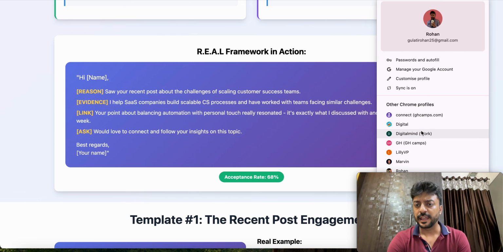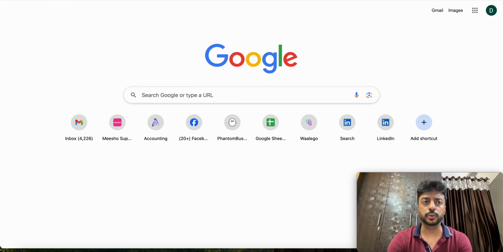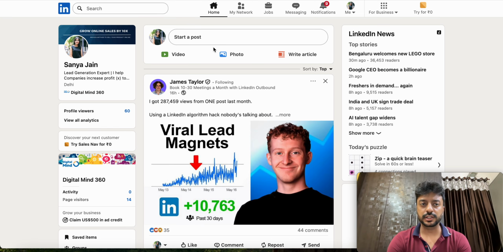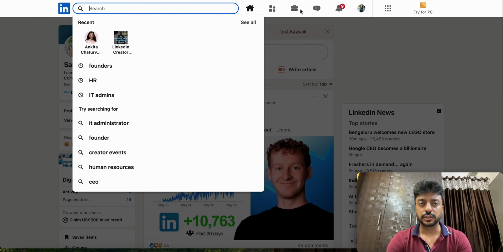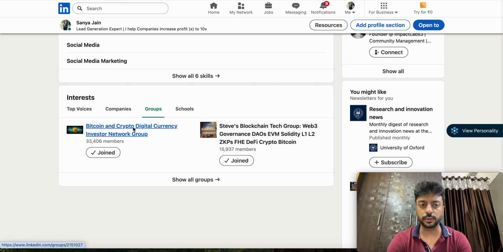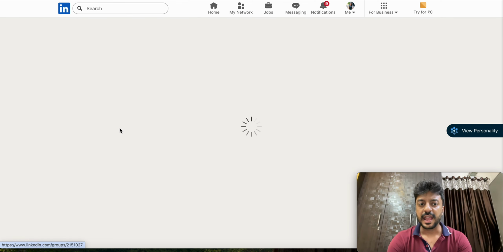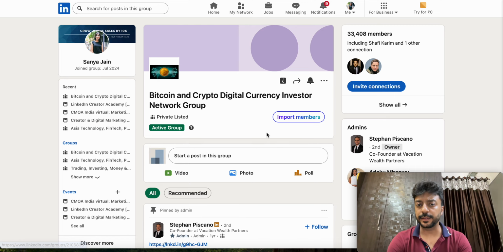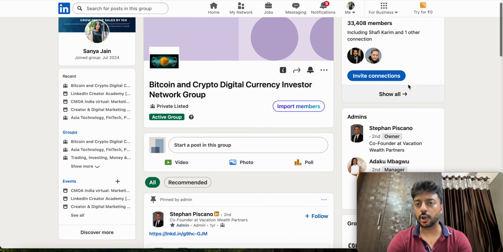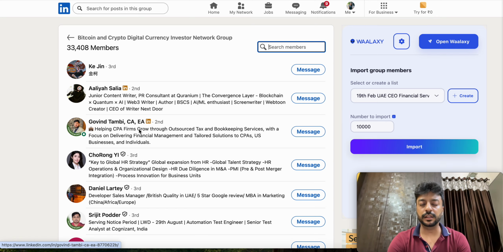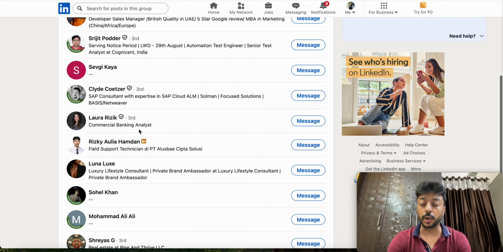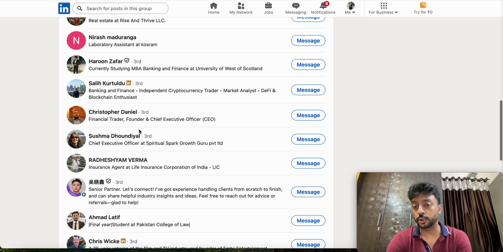So right now, if I just go on my LinkedIn account and search any group that I am part of, for example, I just scroll down at the bottom of my profile, and then I'll click on groups, and you can see that I'm part of so many groups. If you open a random group, you can click on show all members. Over here you will see the list of people who are also members of this group, and you are also a member of this group.